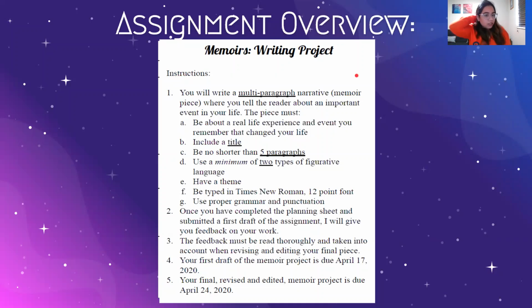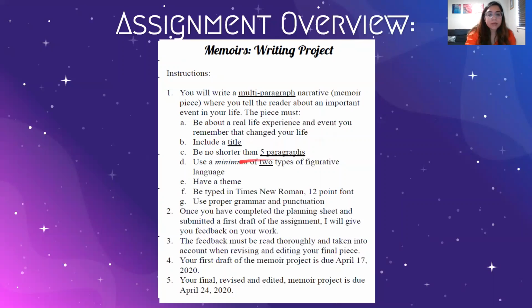The instructions for your writing project say that you will write a multi-paragraph narrative, so it has to be more than 1 paragraph. Your memoir piece is your narrative, where you tell the reader about an important event in your life. The piece must be about a real-life experience and event you remember that changed your life. It must include a title. It can't be shorter than 5 paragraphs.